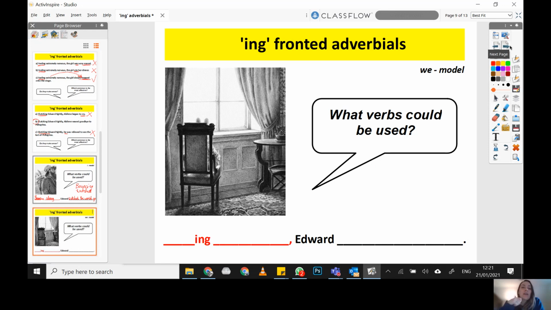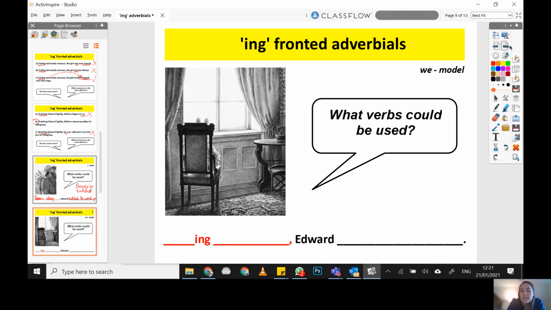I've got a picture of Edward Tulane sitting on a chair, staring out the window. So what verbs could we use? You can pause the video and say some action words that you can see in the picture. For example, sit. He is sitting. That is the action he is doing. What else can you come up with? When you're ready to go through the answers, come back and press play.